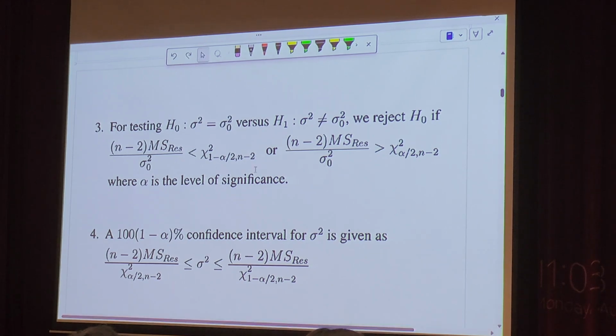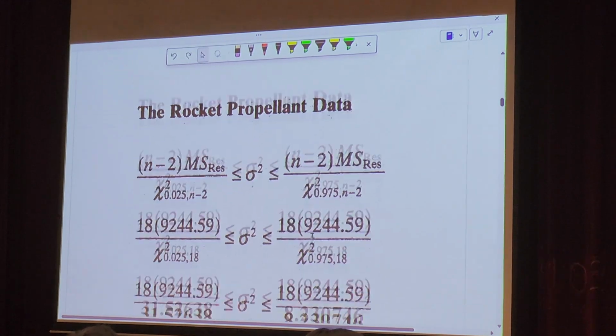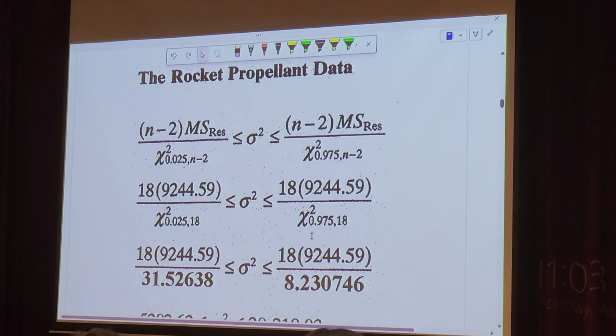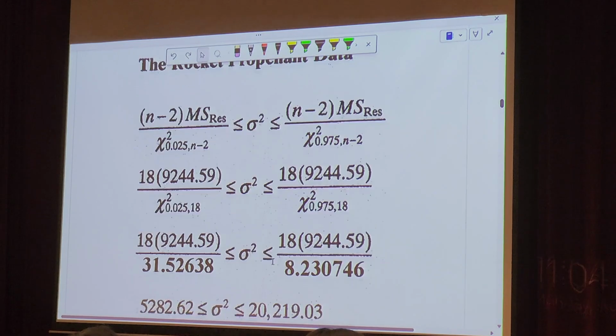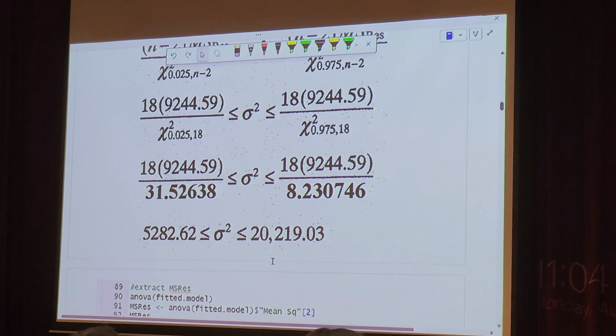Now let's look at an example: the rocket propellant data. We have the data set. I've given you the R program. You can also do this test. And for those who are learning R for the first time, try to do it by hand. Try to calculate all this instead of relying on some R function.